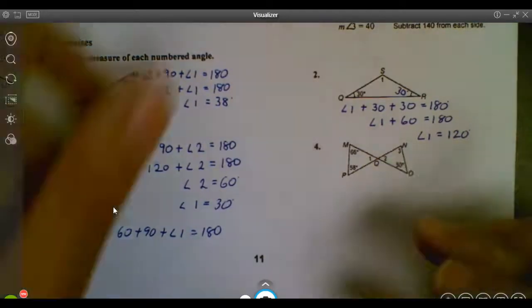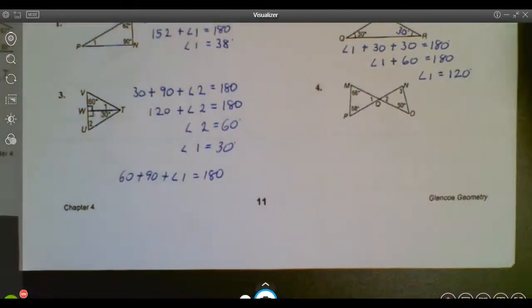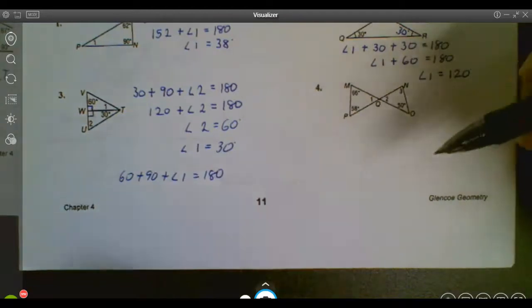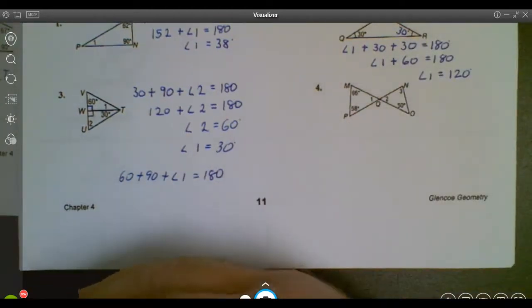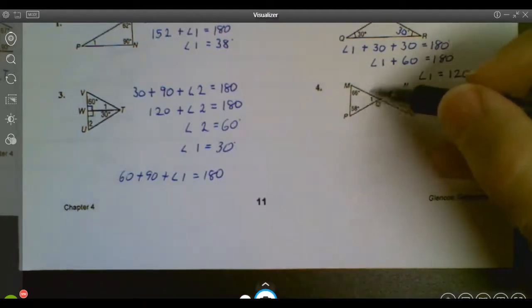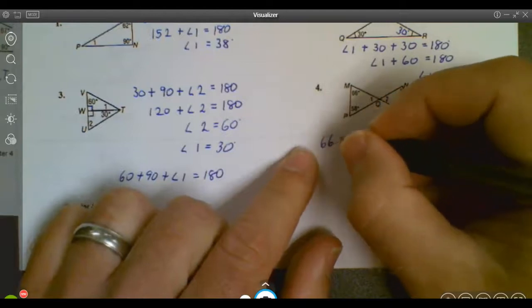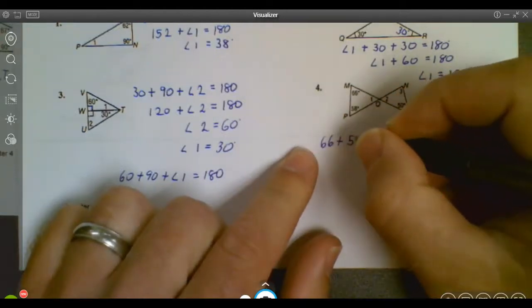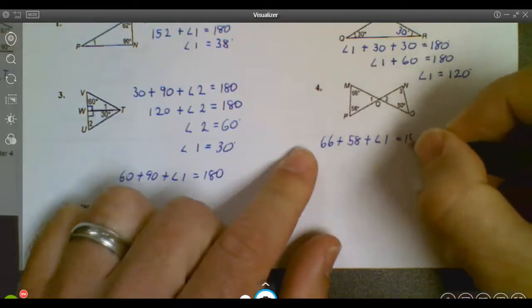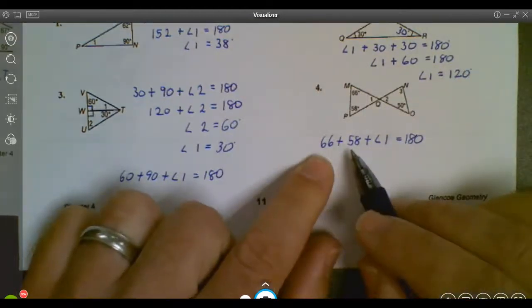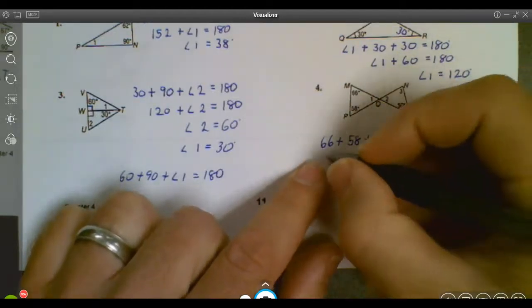All right, last one on this page. Let's take a look at number 4. Again, draw that image if you're taking your own notes on your own paper. But again, as I look at this, we're running back into the idea of vertical angles. So let's start with the one that we know for sure. So I know that my 66 plus 58 plus whatever angle 1 is must add up to 180. So if I add those two together, let's add the ones that we know. Let's see, that would be 124.